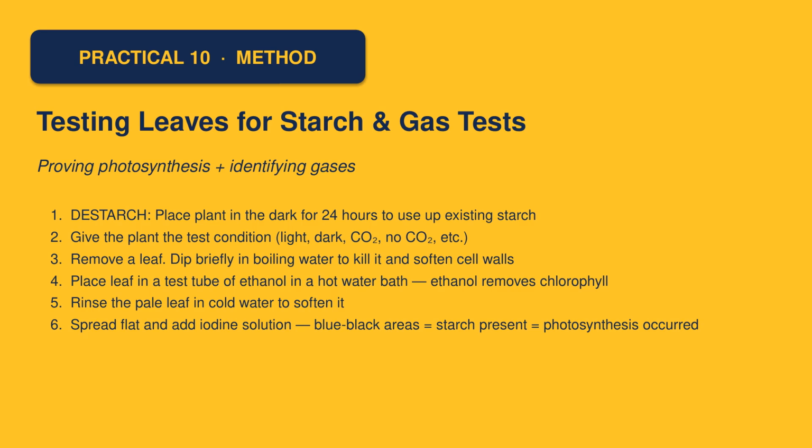Testing leaves for starch, the proof that photosynthesis happened. Destarch the plant first by leaving it in the dark for 24 hours. Give the plant a test condition, then remove a leaf. Dip it in boiling water to kill it. Heat in ethanol in a water bath, never over an open flame, to remove the chlorophyll. Rinse, then add iodine. Blue-black means starch is present. It's also worth locking in gas tests. A glowing splint relights for oxygen, and lime water turns cloudy for carbon dioxide, and a squeaky pop for hydrogen.